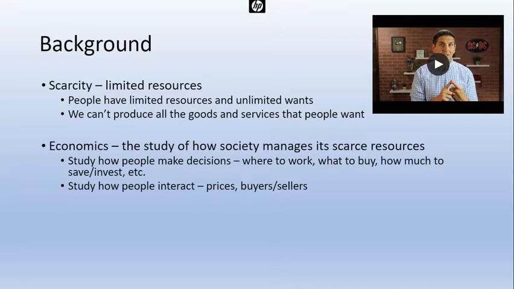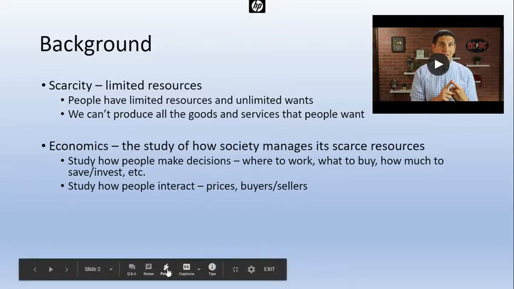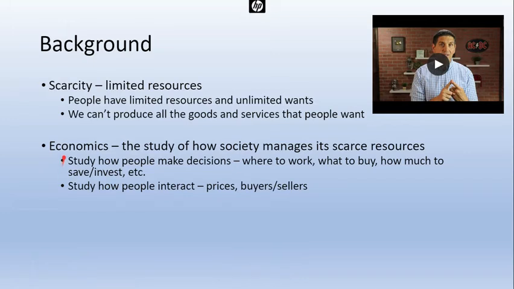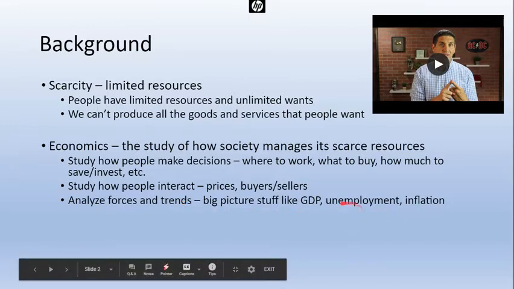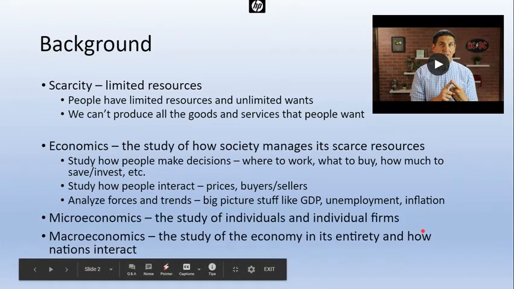These first two, let me see if I can get this. Here we go. Here's a laser pointer. These first two bullet points here, these are microeconomics. This is more on the small scale. It's individuals, individual firms. Whereas now we get to this, analyzing forces and trends. So GDP, unemployment, inflation, monetary, fiscal policy, all of that is macroeconomics. That's big picture stuff, as you see right there.